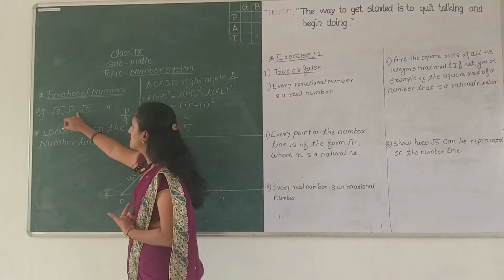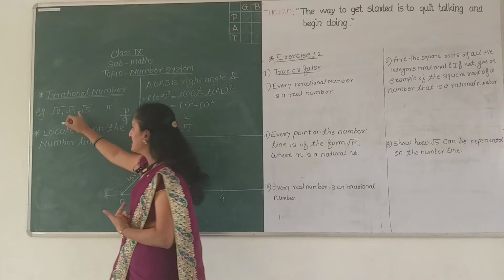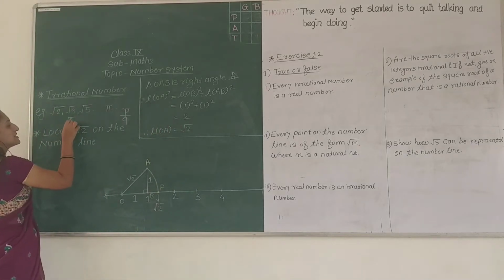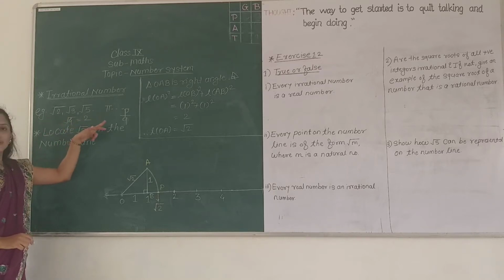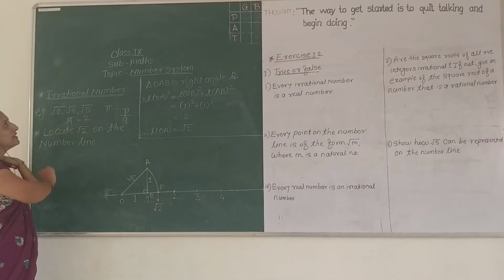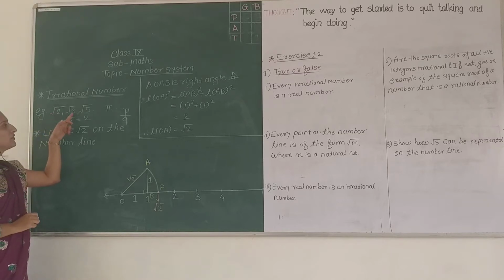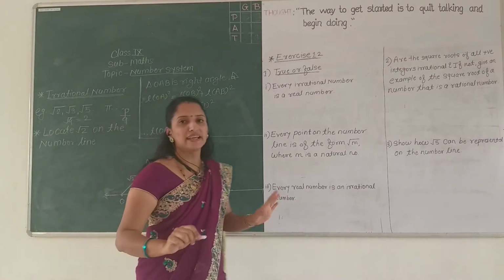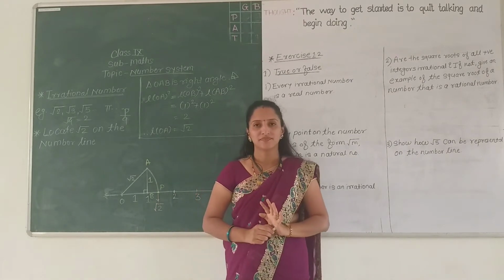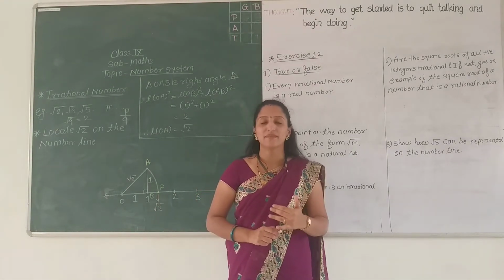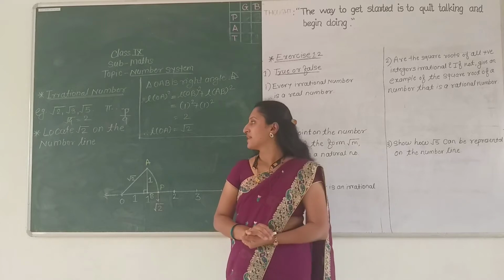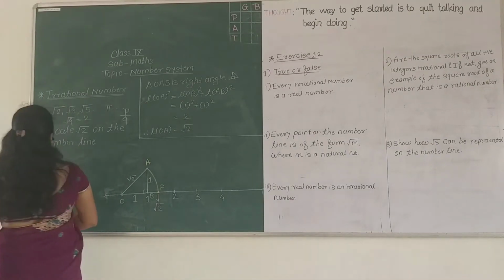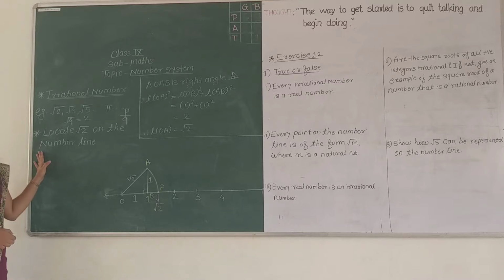Now look here, root 4 is not an irrational number, since the square root of 4 is 2, and 2 is a rational number. So root 4, root 9, root 16 are all rational numbers. Only root 3, root 5 are irrational numbers. Pythagoras was the first mathematician who discovered irrational numbers. So let us see how to locate some irrational numbers on the number line.